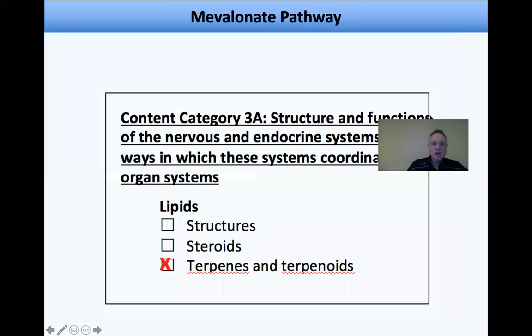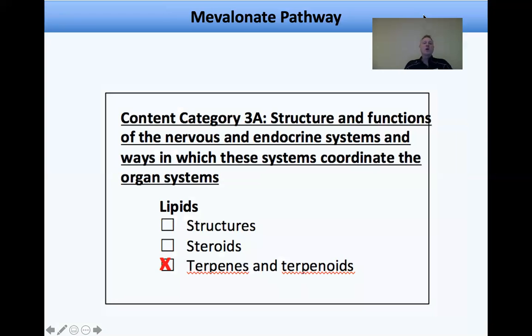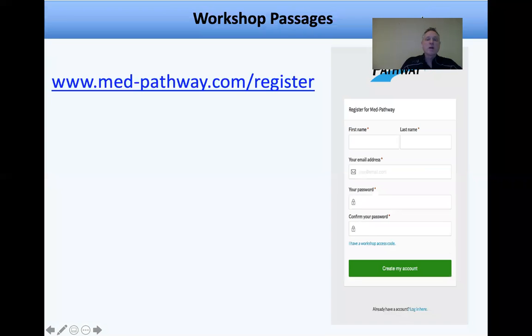And so what we see here in content category 3A from the AAMC content outline is terpenes and terpenoids. Notice it's classified under lipids, fats, and it says steroids here as well. So it seems to me that the MCAT people want you to understand the mevalonic acid pathway. So with that in mind, let's do some really good passages which will challenge our knowledge, explore our boundaries of understanding fatty acid synthesis, fructose metabolism, as well as cholesterol. So let's get ready and apply our information to the MCAT, and let's get going.